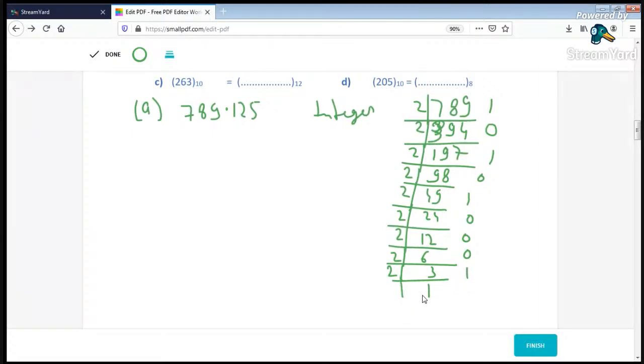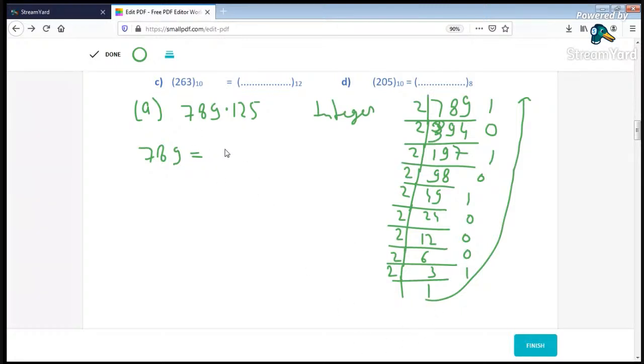So now after such division, this one cannot be divided by 2, so this is the final remainder. Arrange all these remainders from bottom to top. From the bottom to top you arrange all the zeros and 1s, all symbols, then you will get the binary value of this 789. So this will be from bottom to top.